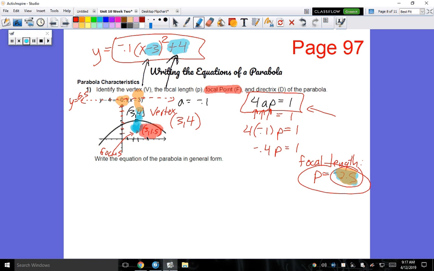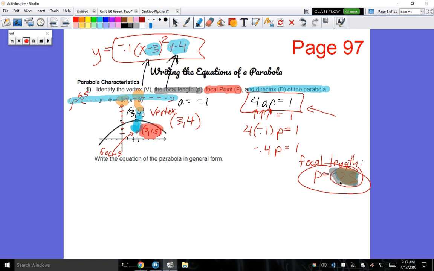So the focal point, because that's what we're being asked to find, the focal point F is (3, 1.5). The directrix D is y is equal to 6.5. And the focal length we've already found as p, and that was basically this negative 2.5.